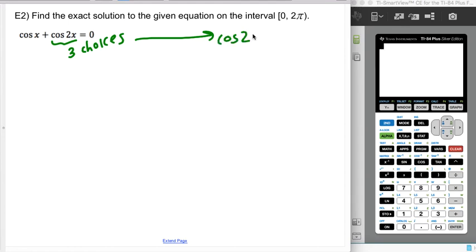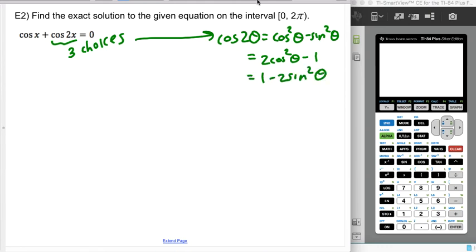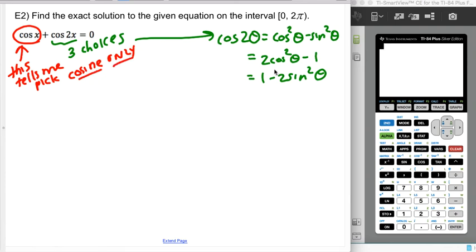Cosine of 2 theta can either be written as cosine squared theta minus sine squared theta, or 2 cosine squared theta minus 1, or 1 minus 2 sine squared theta. Which one I pick is basically going to depend on this. So this tells me pick the one that is cosine only, because there's nothing I can do about that cosine x. So I want to pick the one that only has a cosine.